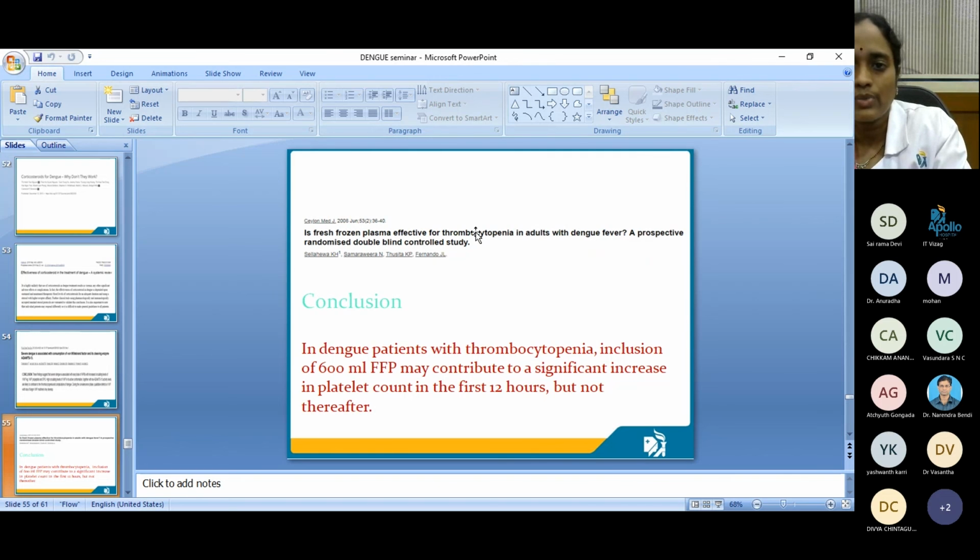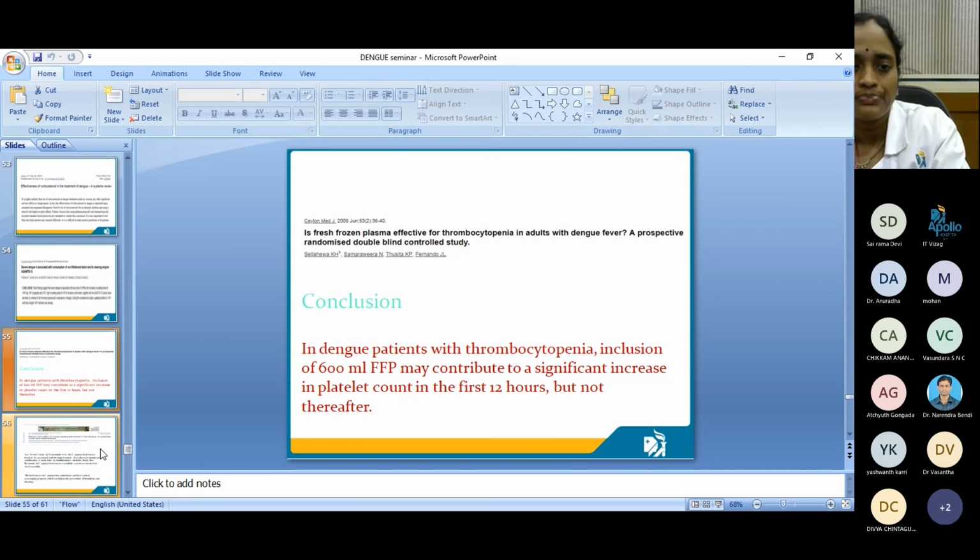Is fresh frozen plasma effective for thrombocytopenia? There are no trials which suggest that we use FFPs, but certain trials have concluded that initial FFPs of around 600 ml may contribute, not will contribute, may contribute to a significant increase in platelet count in the first 12 hours, but not thereafter.